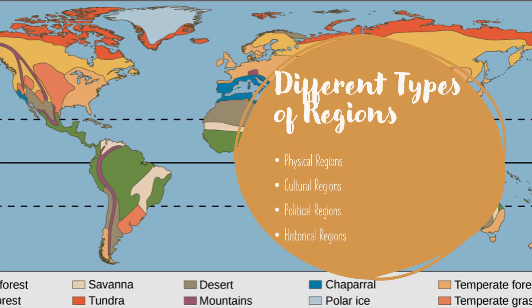So there are different types of regions. We've talked about regions back at the beginning of the school year, but now kind of breaking it up even more. We've got physical regions, cultural, political, and historical. This video is going to focus on physical and cultural, and you'll do political and historical on your own.